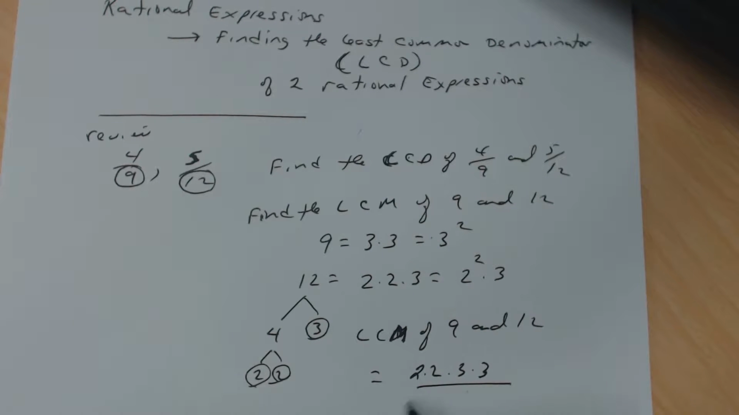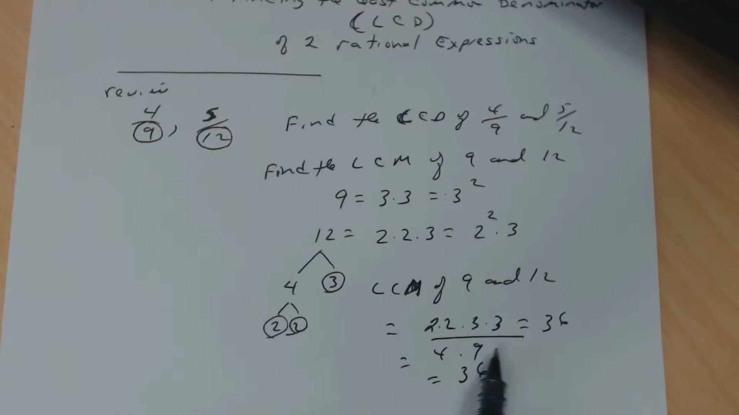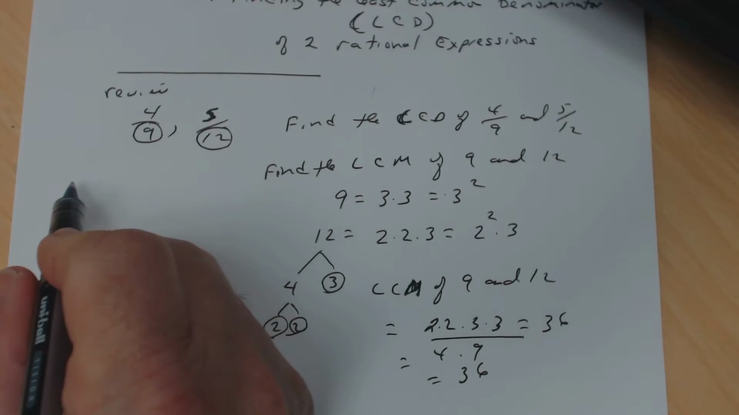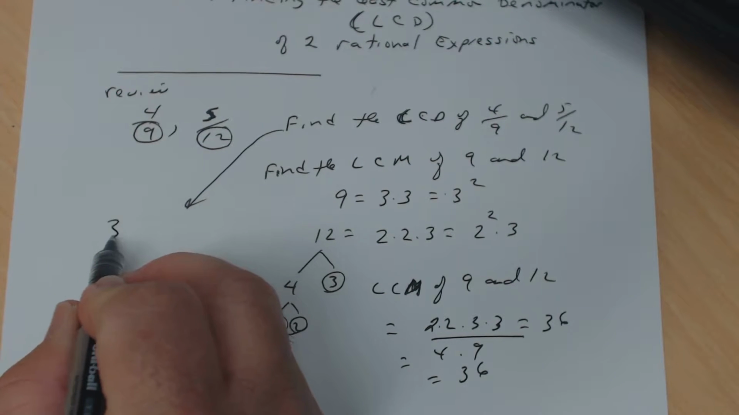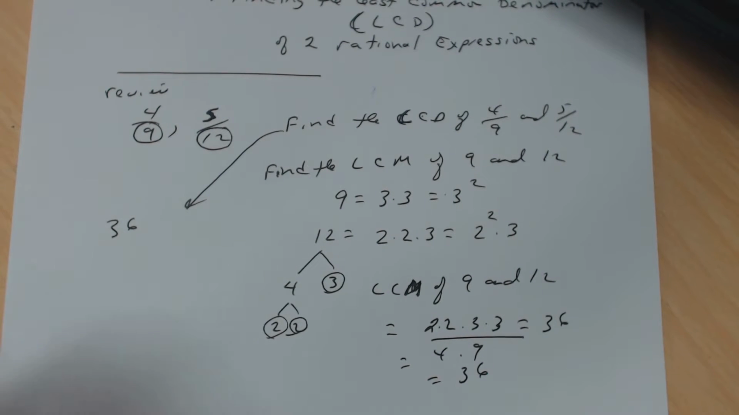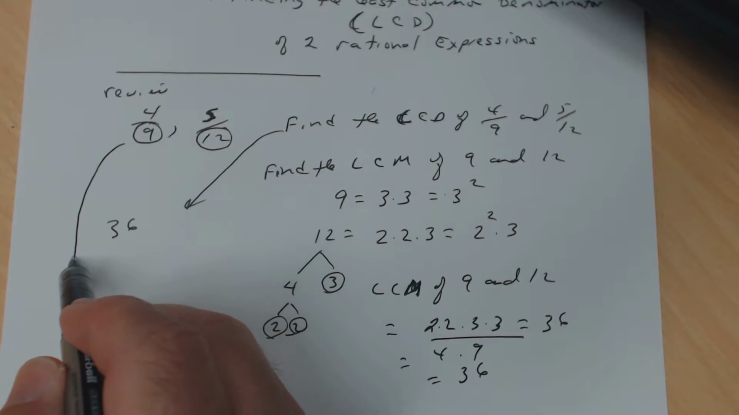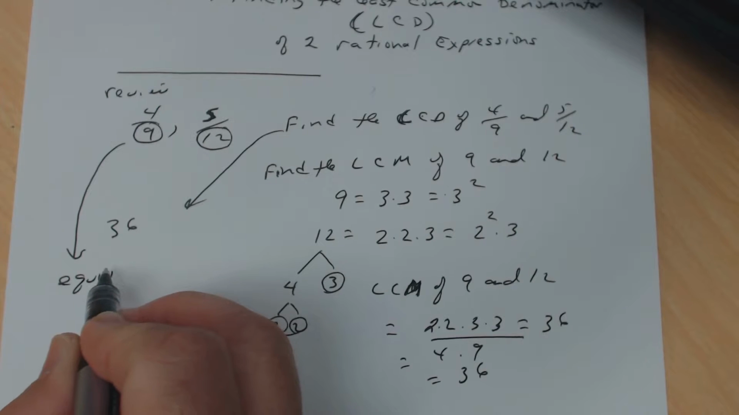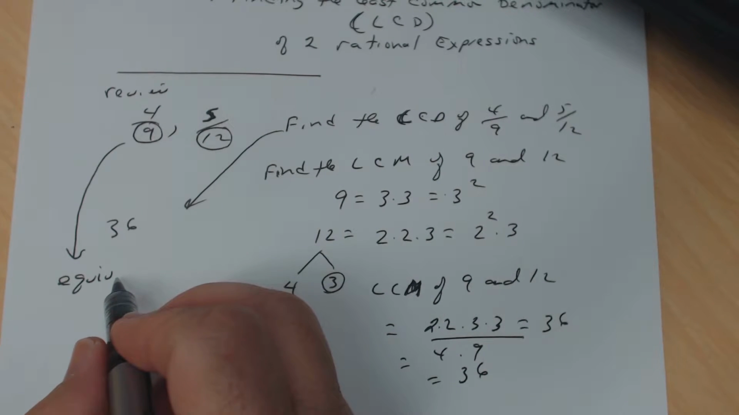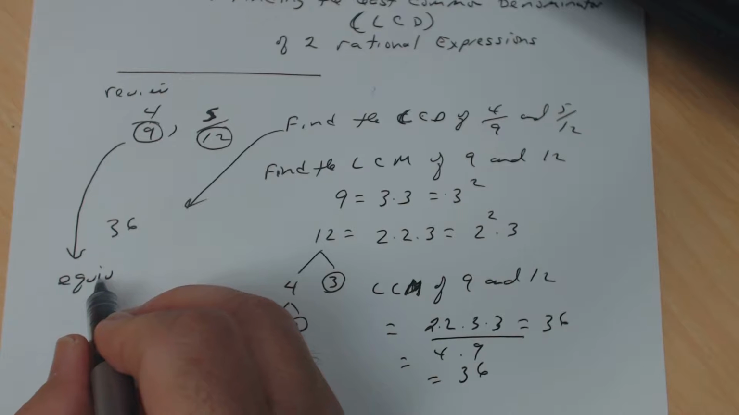Okay, so my LCD then, or the least common multiple, is going to equal 2 times 2 is 4, 3 times 3 is 9, so you get 36. So the least common multiple of 9 and 12 is 36, which means that the least common denominator of 4/9 and 5/12 will be 36. Okay, and what you remember you did two years ago was you wrote equivalent fractions, and we're going to use that idea in this lesson and the next lesson.